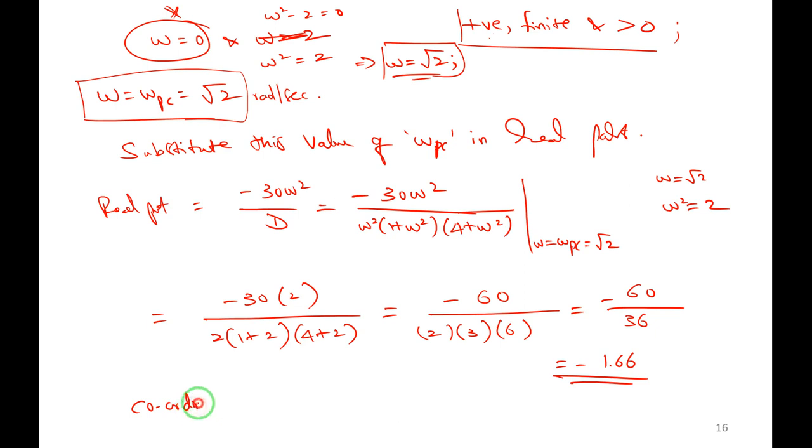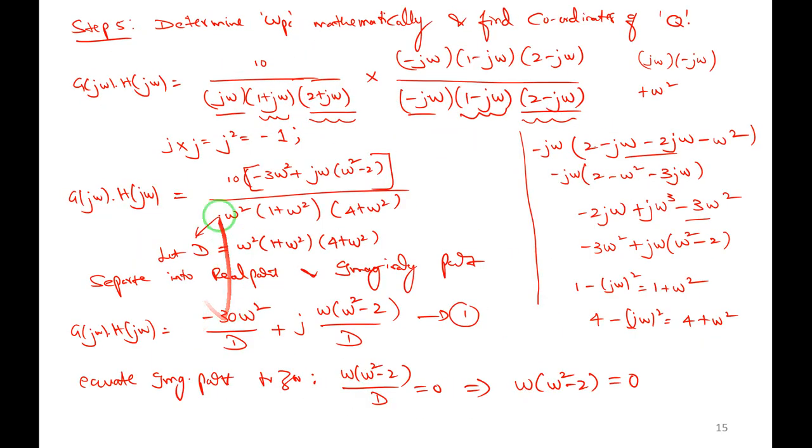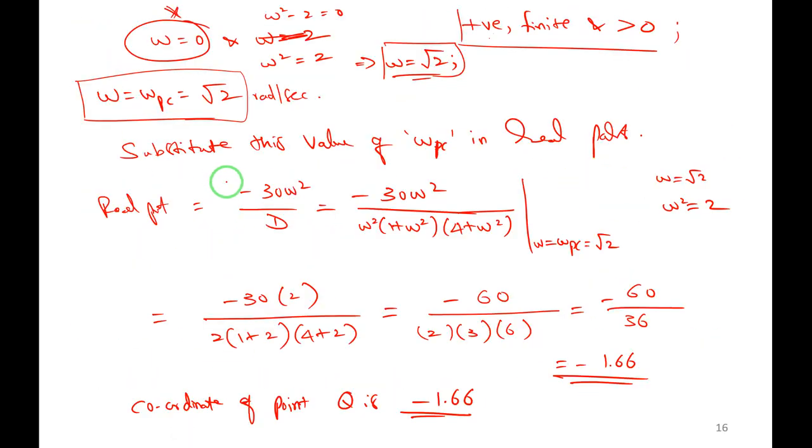Coordinate of point Q. Point Q is minus 1.66. If you want to write the imaginary part, plus j0, you can write. So I have found it out. Here, let me draw the rough sketch. I hope step 5 is over. Next, we will come to step 6.